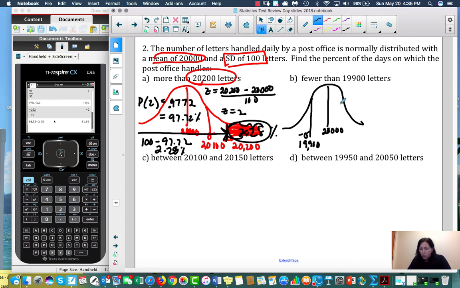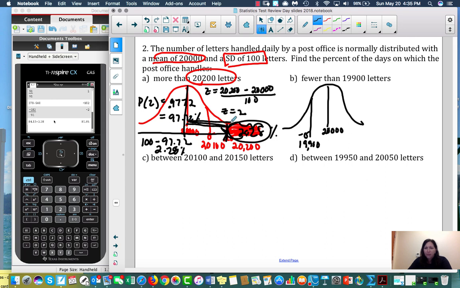And a z-score represents how many standard deviations away I am. So for example, in that first example right here, where we started off at 20,000, I knew that this was 2 standard deviations away. I could count 100, 100.